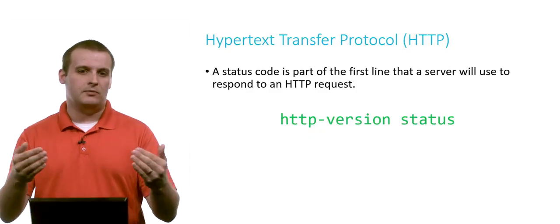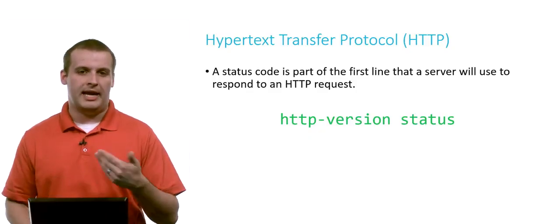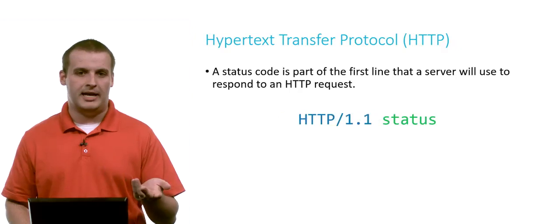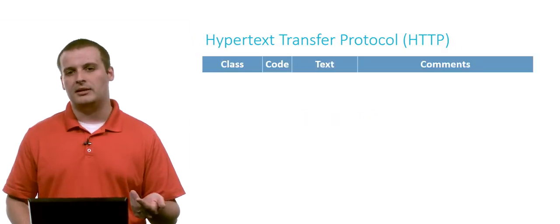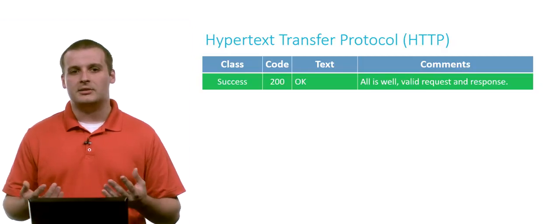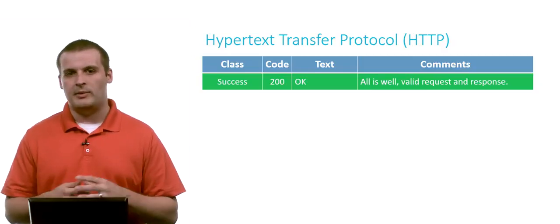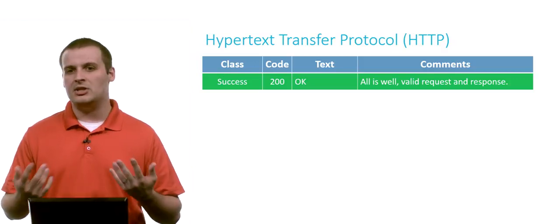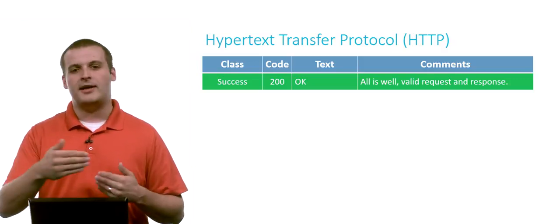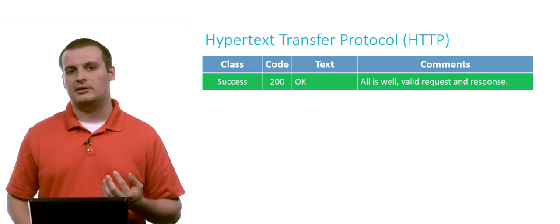Again, when the server responds to us, they're going to respond HTTP version, status, usually HTTP 1.1. What are these status codes going to be? Well, we might get a success. So in the success category, we might get code 200 with the text OK. What does this mean? Well, everything is good. You made a valid request. Here's a valid response. I was able to deliver exactly what you wanted.